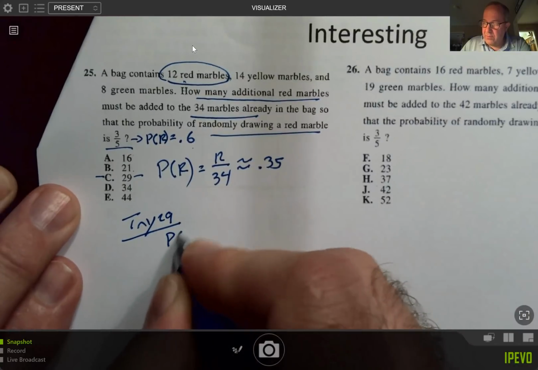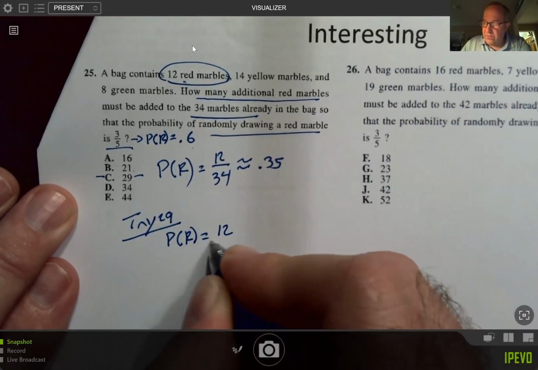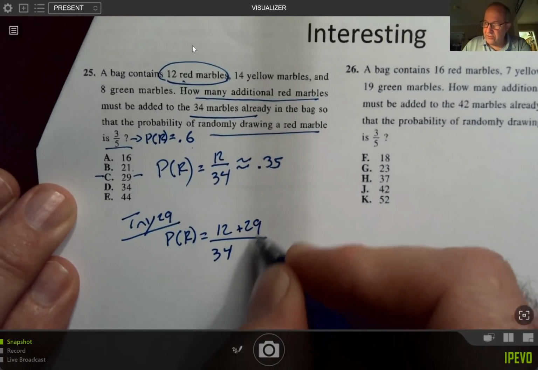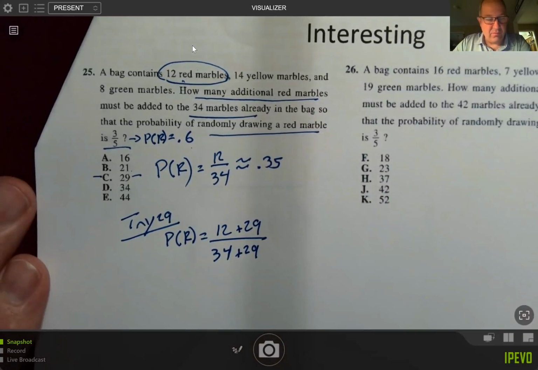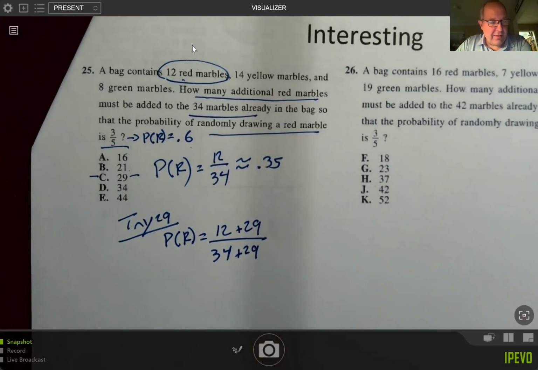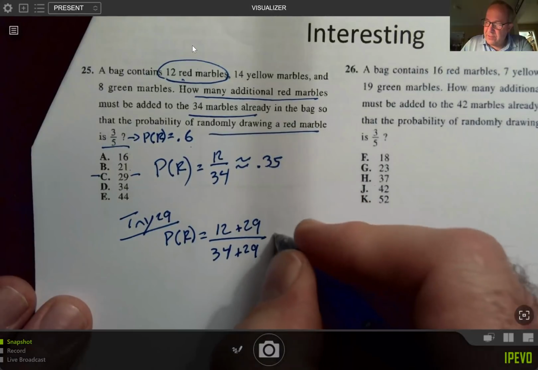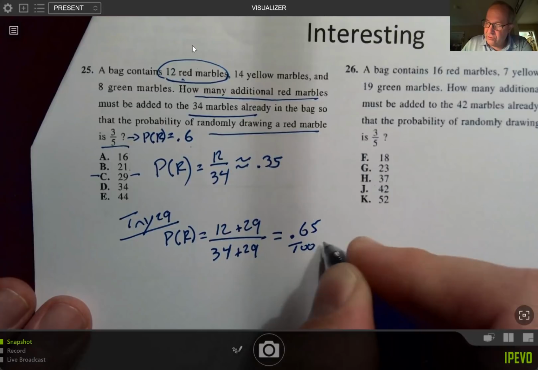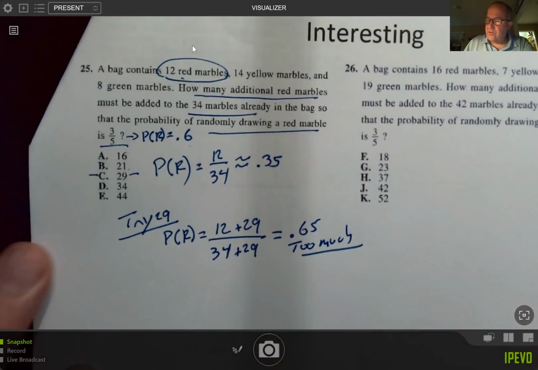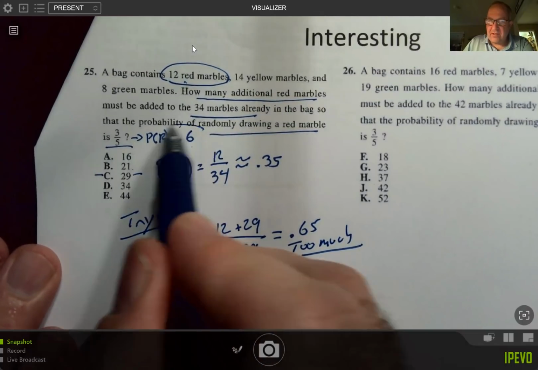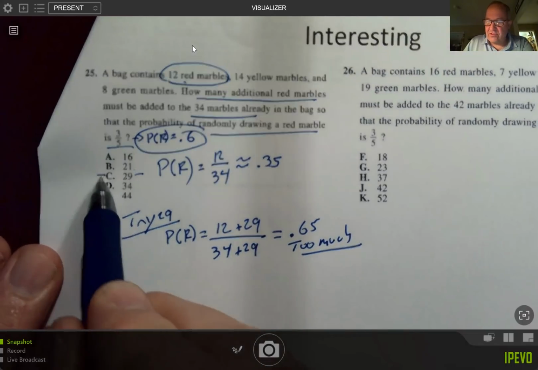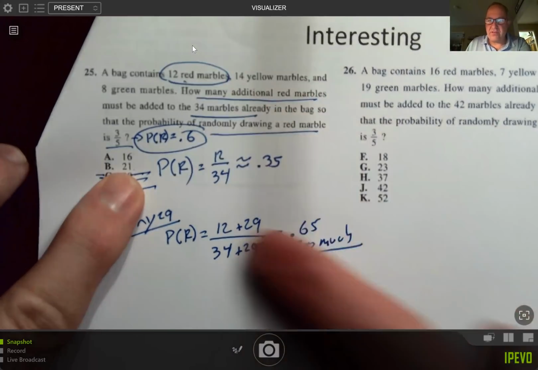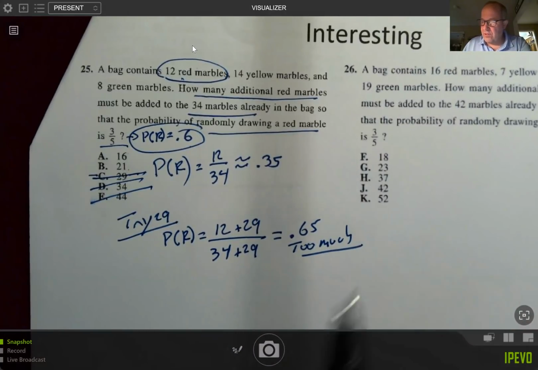That would mean the probability of a red marble would be, right now it was 12 out of 34, right? That's what it is. Well, let's add 29 red marbles. And that also means that there's 29 additional marbles in there. Use my calculator to add these up and divide. This comes out to be 0.65. And that's going to be too much. So with 29, again, we're trying to get it down to a 0.6. Well, since that's too much, so are those. Well, look, now we're in a 50-50. And again, this didn't take maybe 30 seconds to do. Now 0.65, we're really close.